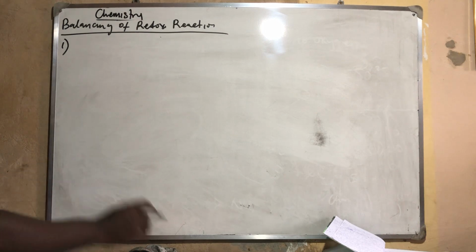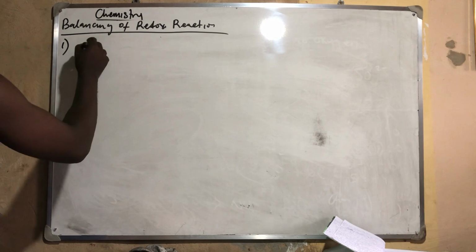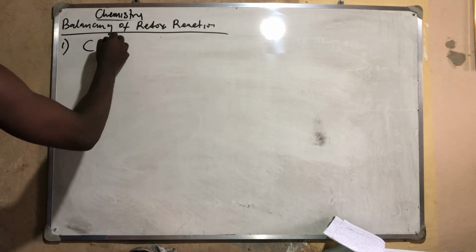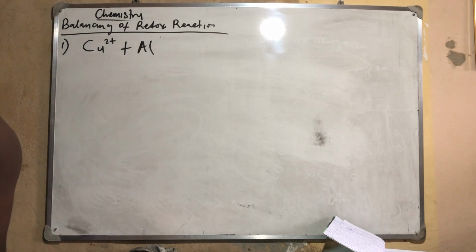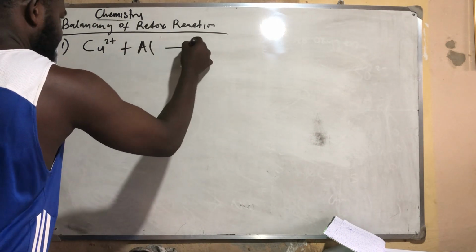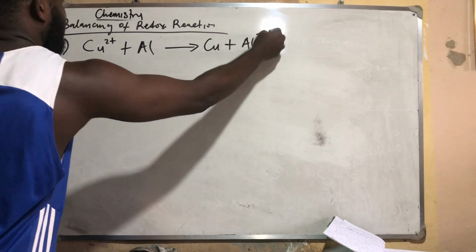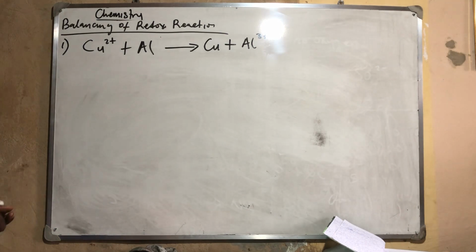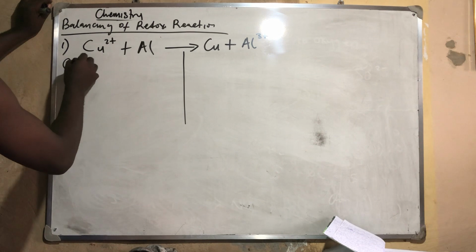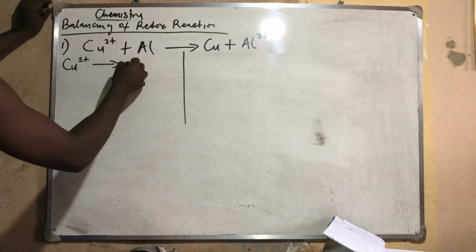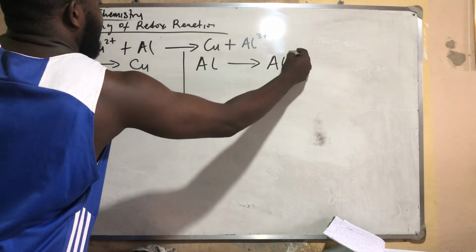Let me use an example to illustrate that. I have Cu2+ plus Al to give Cu plus Al3+. So the first thing we do is to break it down into two half cells. Therefore that is Cu2+ to give us Cu, and then Al to give us Al3+.